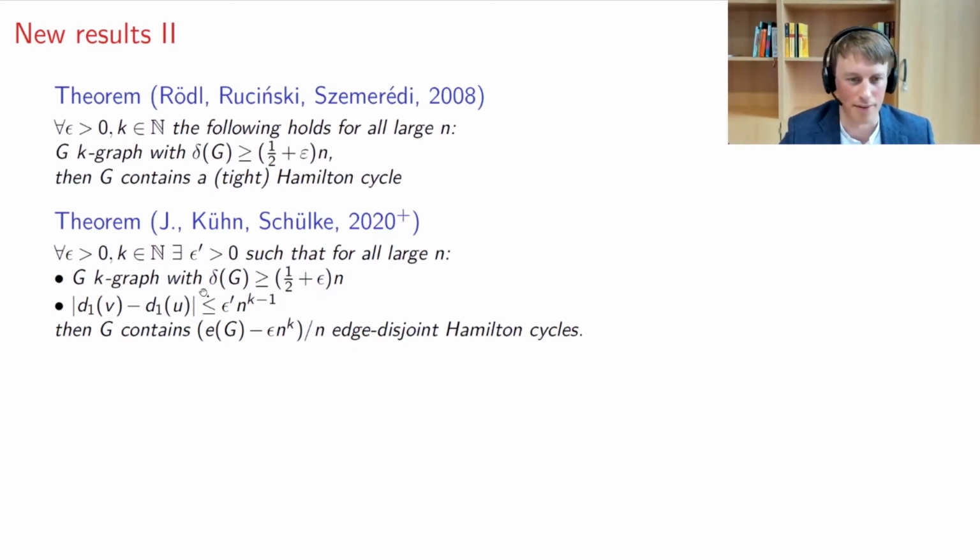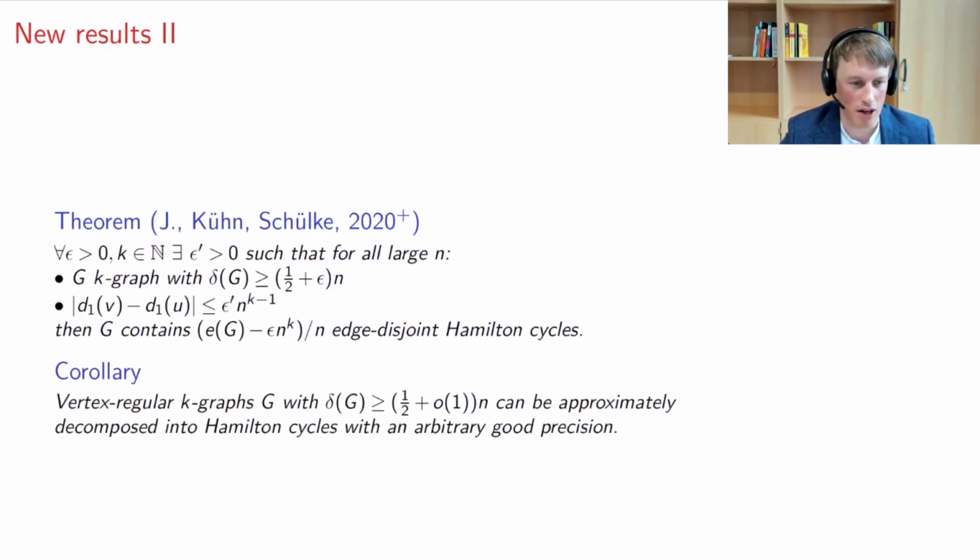That's a big difference. Or if you want to spell it the other way around, you can say if epsilon prime is 0 and you have a minimum degree graph which is vertex regular, so each vertex is in the same number of edges, and you have this typical Dirac-type bound, then you can decompose this hypergraph approximately into Hamilton cycles with arbitrarily good precision.